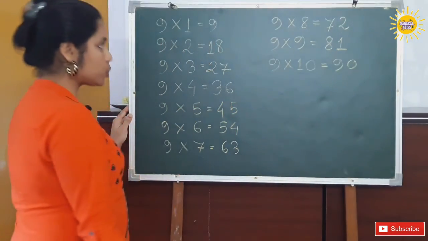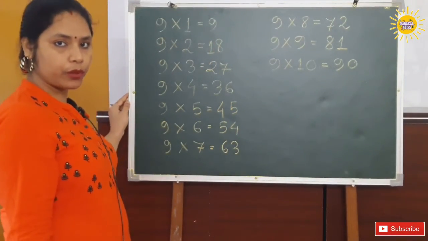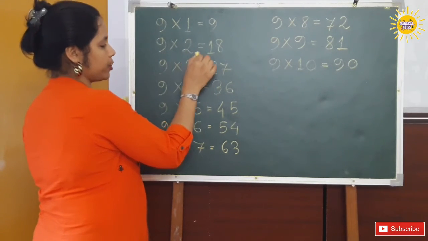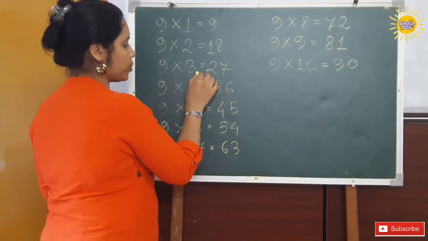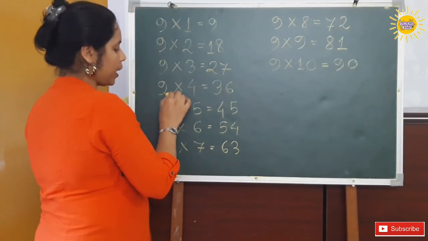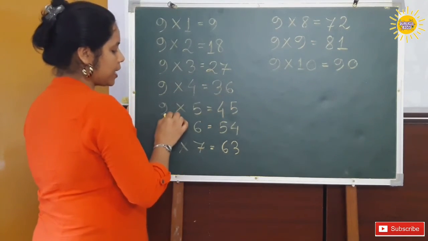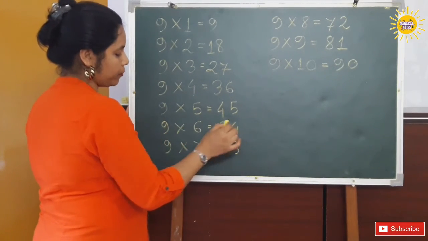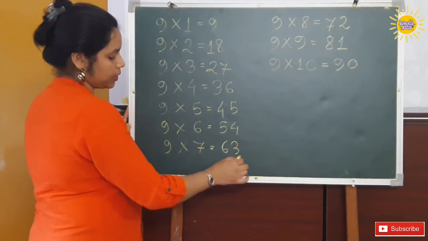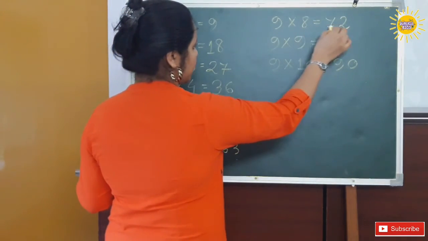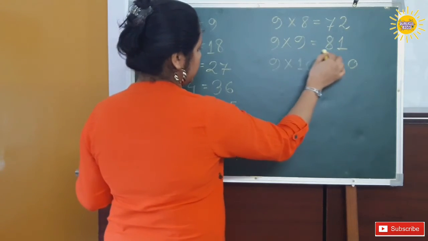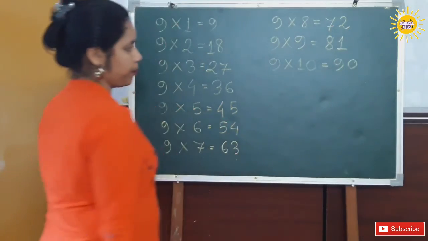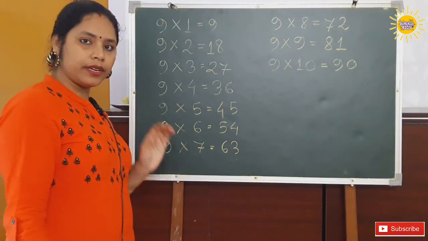90. So let's start once more. Okay? 9 1 ja 9, 9 2 ja 18, 9 3 ja 27, 9 4 ja 36, 9 5 ja 45, 9 6 ja 54, 9 7 ja 63, 9 8 ja 72, 9 9 ja 81 and 9 10 ja 90. Okay, have you learned it?